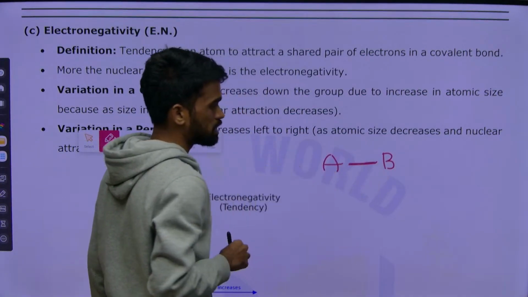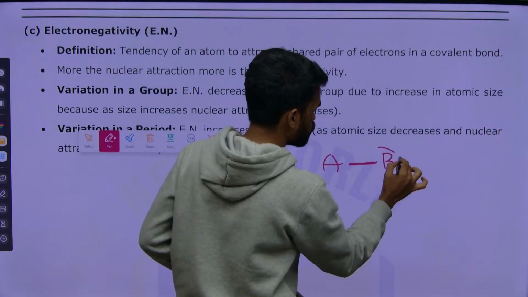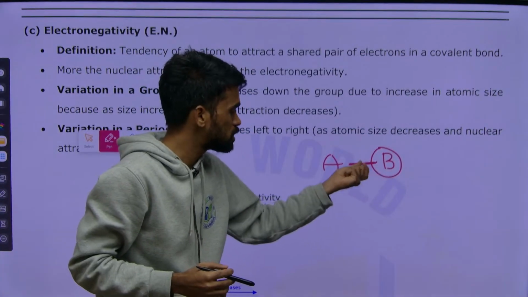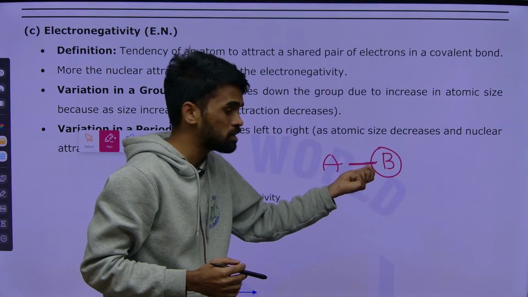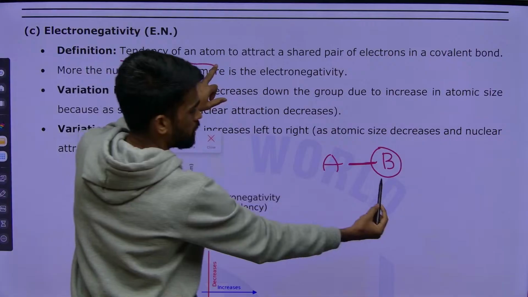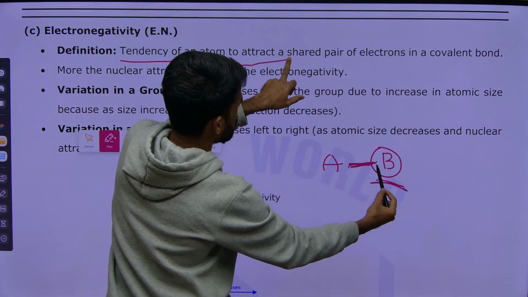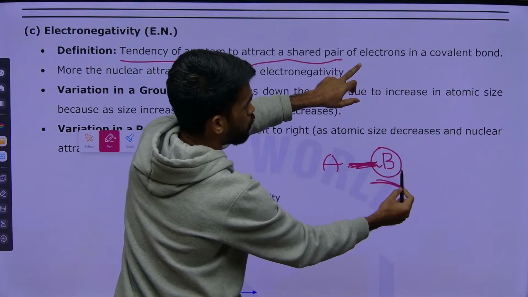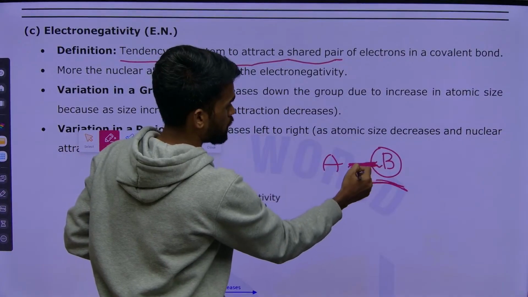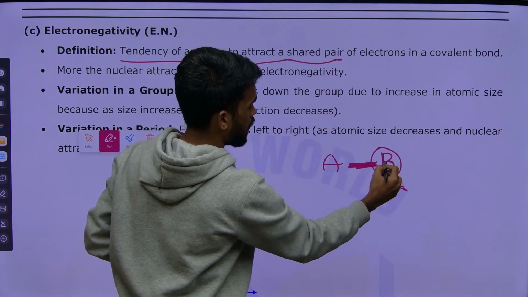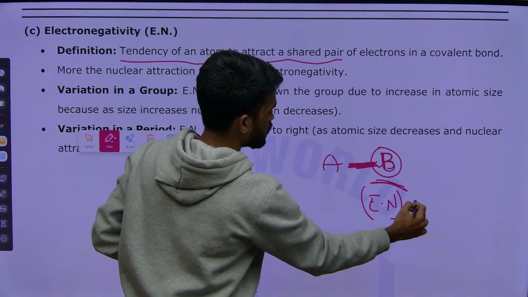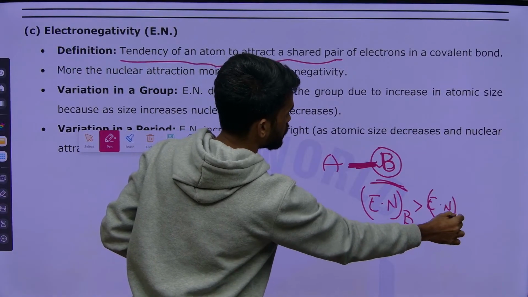So, which side will it be polarized, tell me. See, if B is the more electronegative atom, it means that element B has more tendency to drag the covalently bonded electrons towards itself. So, electronegativity means the tendency of an atom to attract the shared pair of electrons in a covalently bonded molecule. Okay. So, in this molecule we have a covalent bond, and the bond electrons are dragged more towards atom B. Therefore, I can say the electronegativity of B is greater than the electronegativity of A, that is it.